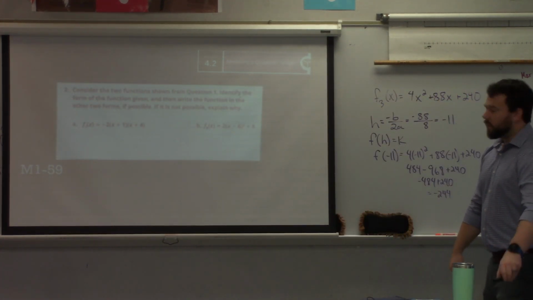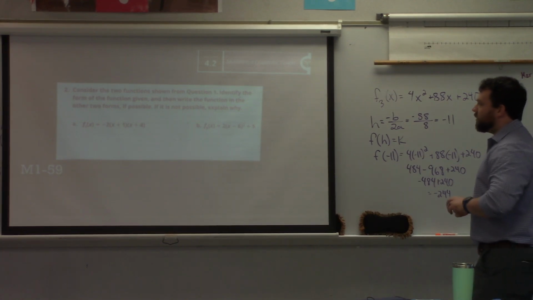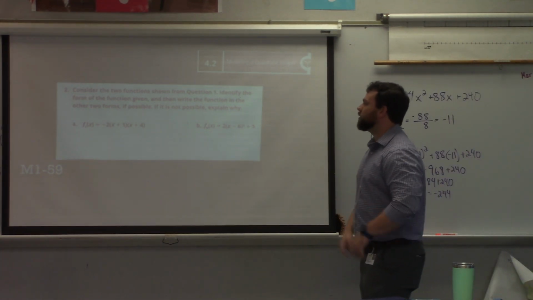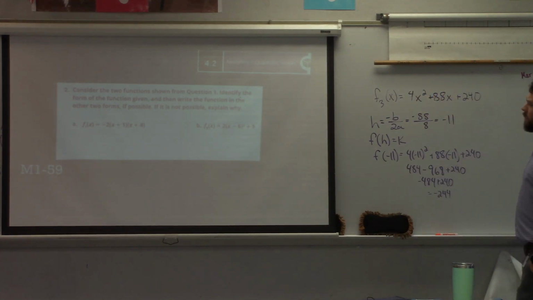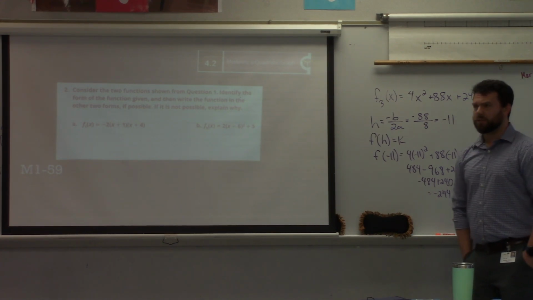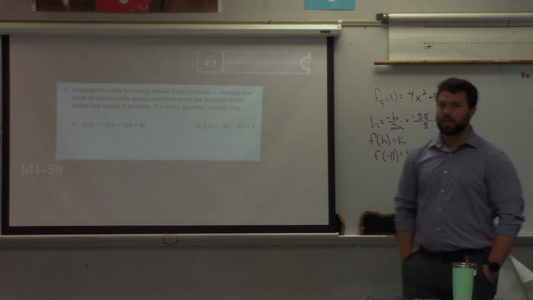So number 2, this is what I want us to move into before we start writing our own equation. Consider the 2 functions shown from question 1. Identify the form of the function given, and then write the function in the other 2 forms if possible. If it is not possible, explain why. I want you to take 5 minutes or so to work on 2A, and then we're going to talk about what I'm seeing and what I need to add on to.